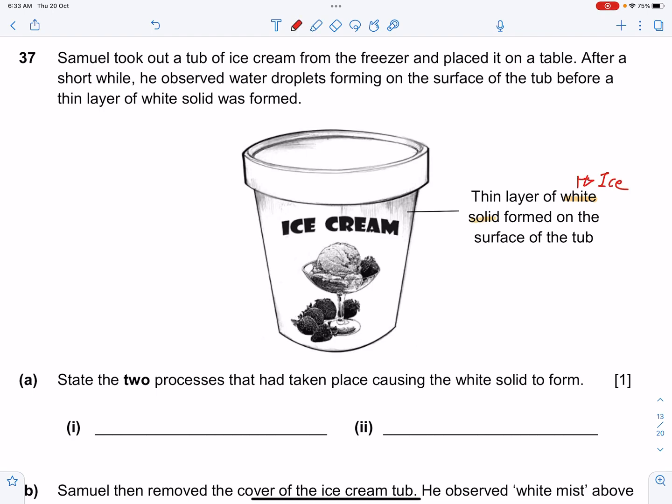Okay, and then you ask yourself, what do you need to form ice? You need water, liquid water. And how do you then get liquid water on the surface of your tub of ice cream? Very similar when you think about it in terms of a glass of cold water, right? We've seen this experiment many times.